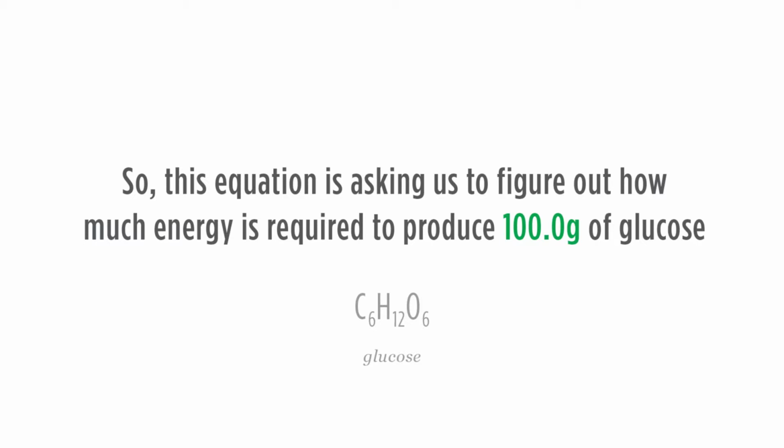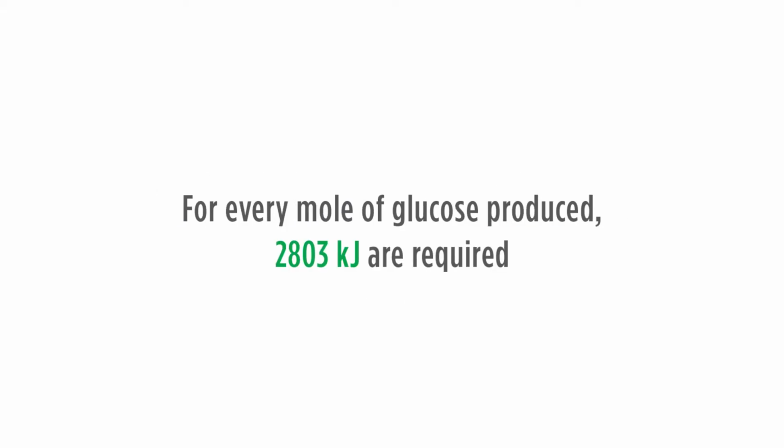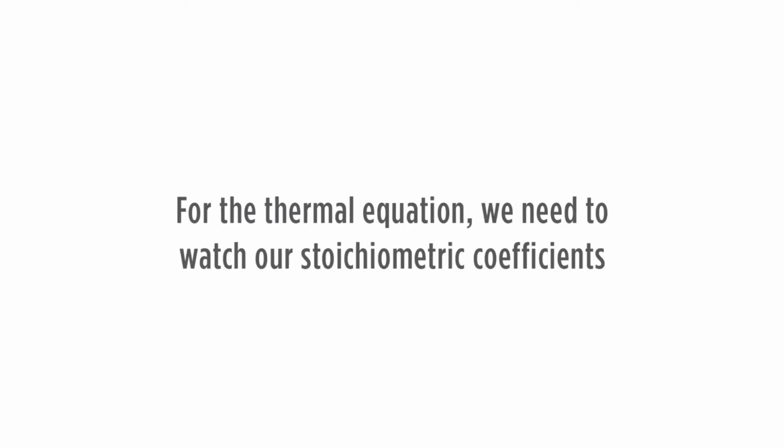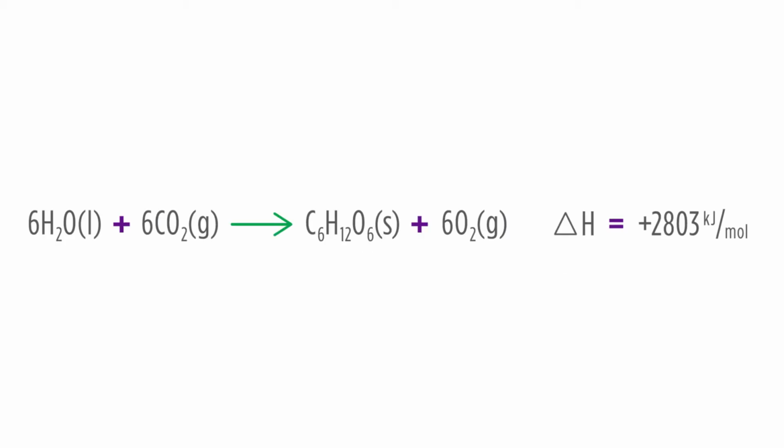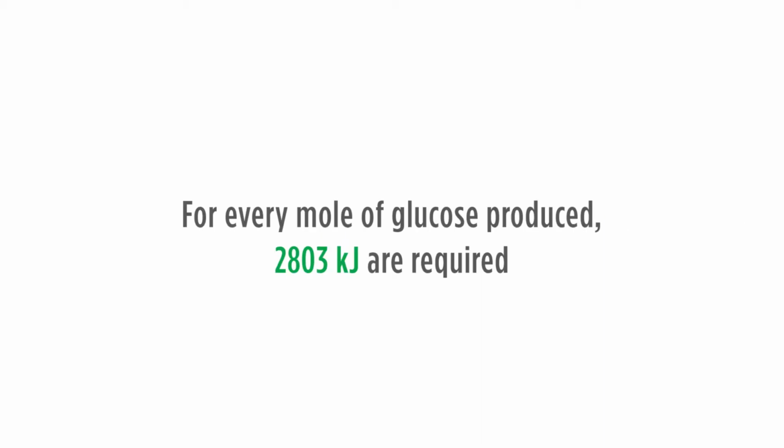C6H12O6. That means, if we look at the thermal equation, for every mole of glucose produced, 2,803 kilojoules is required. Now, for the thermal equation, we need to watch our stoichiometric coefficients. So notice that we have a 6 in front of the water, 6 in front of the CO2, and only a 1 in front of C6H12O6, the glucose. So therefore, for every mole of glucose we get, 2,803 kilojoules is required.